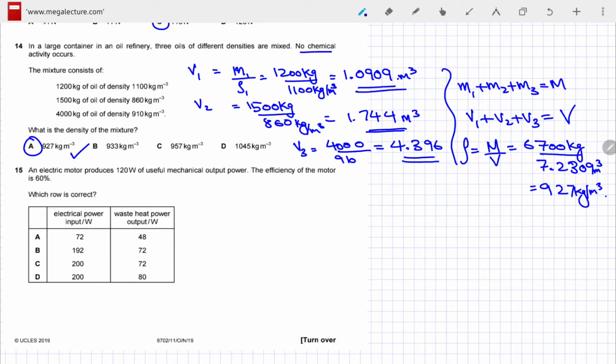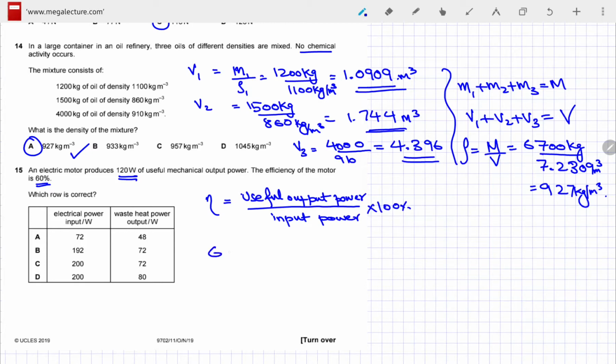Question number 15, we have an electric motor which produces 120 watts of output power, and the efficiency of the motor is given to be 60%. Which row is correct? We have electrical power input and we have waste heat power output. So we know the efficiency is given as the useful output power divided by the total input power times 100.